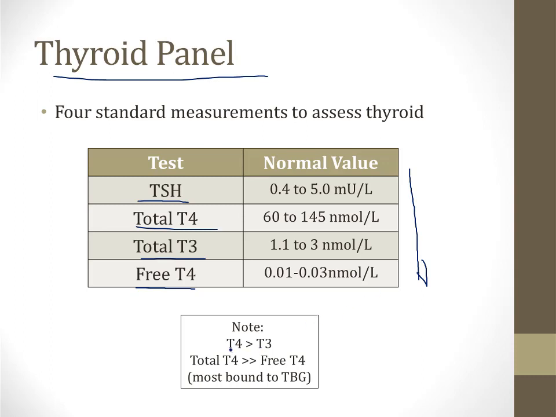You don't need to know the exact numbers, but I want to point out a couple things that should make sense to you. First of all, the T4 level is much higher than the T3 level. Note that the normal total T4 is 60 to 145, while the normal total T3 is 1 to 3. And that's because, as we described before, the thyroid gland mostly produces T4. It produces relatively little T3, so total T4 is always much higher than T3 in the plasma. Note also that the total T4 is much greater than the free T4, and that should also make sense to you because, as we described before, most T4 is bound to TBG, and therefore there is a relatively small amount of free T4 found in the serum.